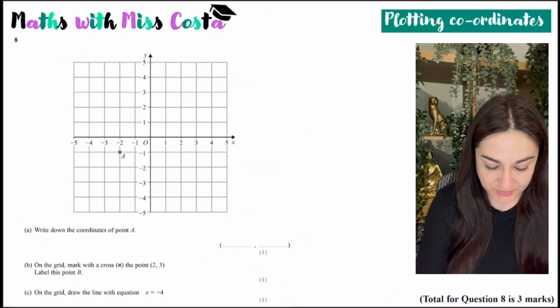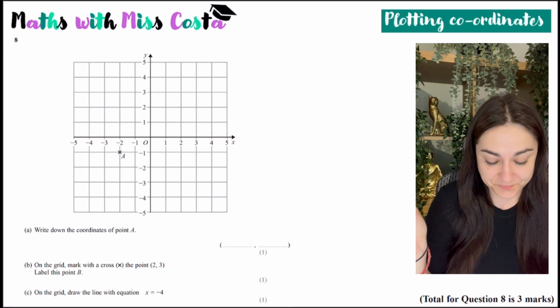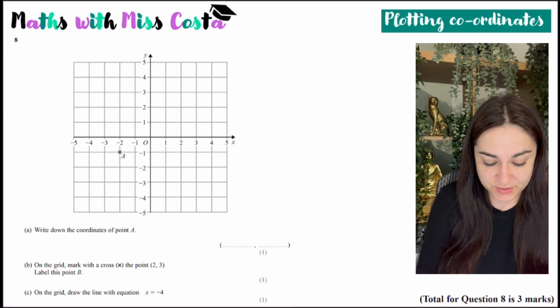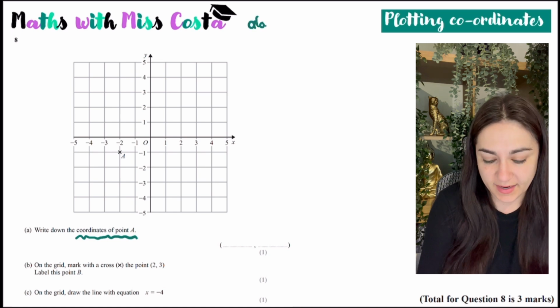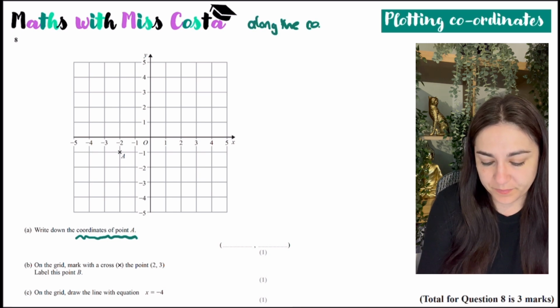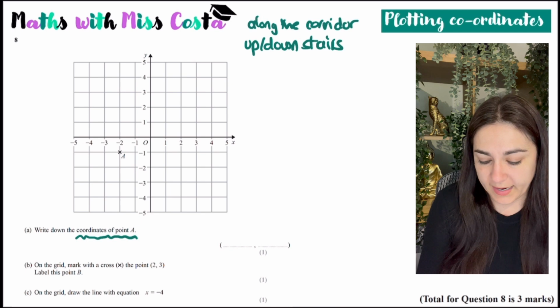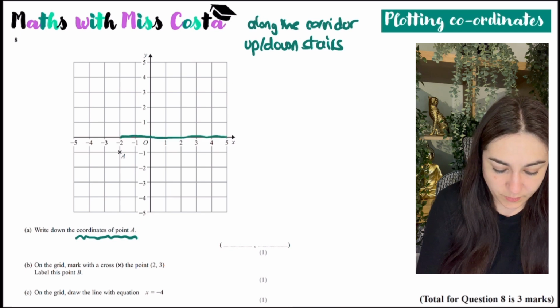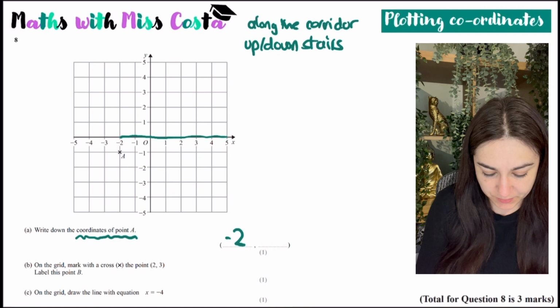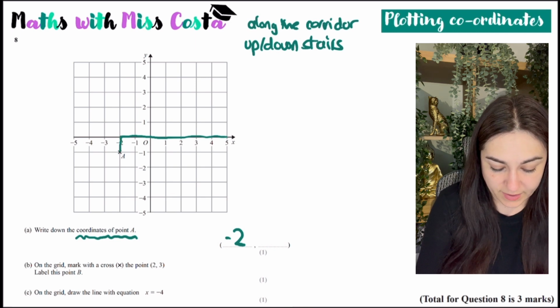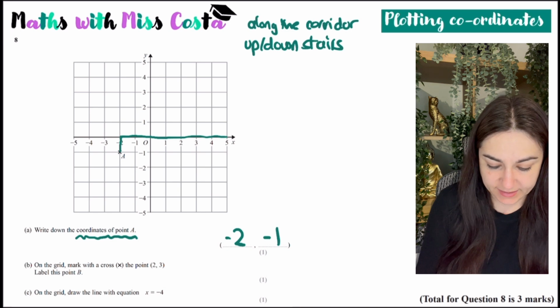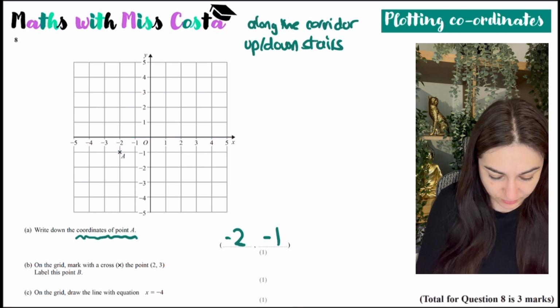Okay, next I need to plot some coordinates and read some coordinates. So I'm told to write down the coordinates of point A. When I read coordinates, I always go along the corridor, which is the x-axis, and then up or down the stairs, which is the y-axis. So I go along to where the coordinate is, which is -2. So my x-coordinate is -2. Then I go down to where it takes me on the y-axis, which is -1. So that's how I'd read this coordinate.